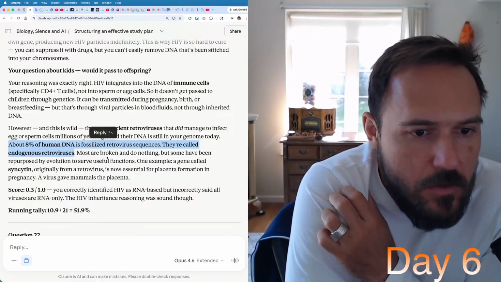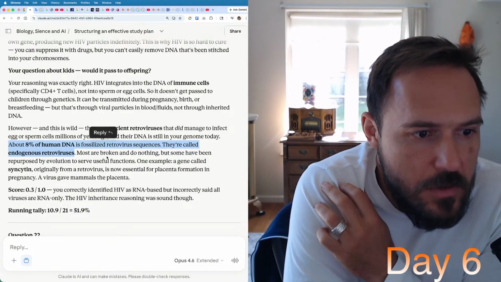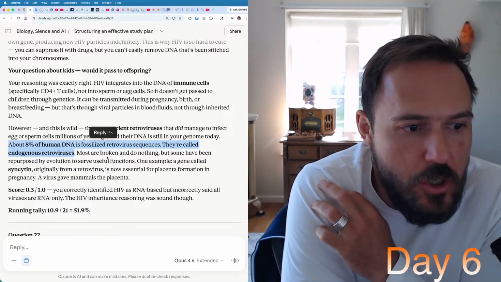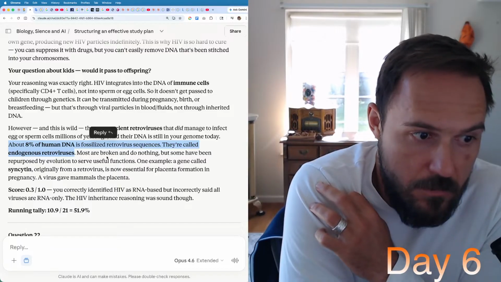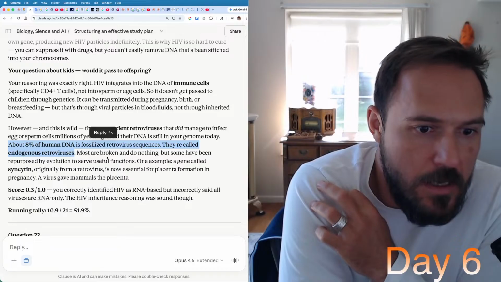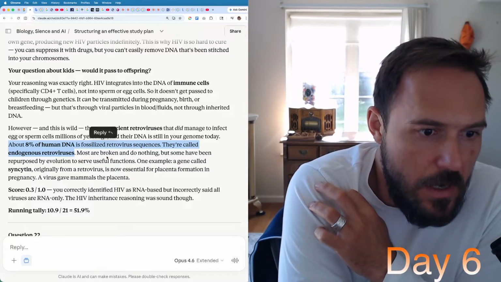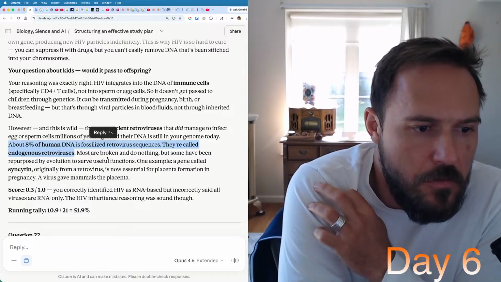Most are broken and do nothing, but some have been repurposed by evolution to serve useful functions. One example, a gene called syncytin, originally from a retrovirus, is now essential for placenta formation in pregnancy. A virus gave mammals the placenta. Really?